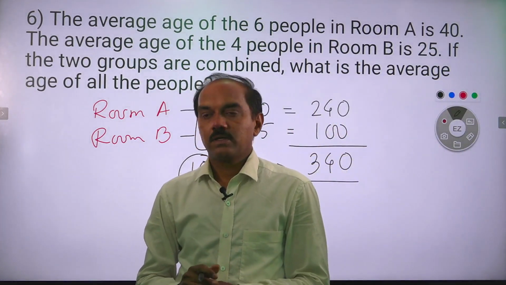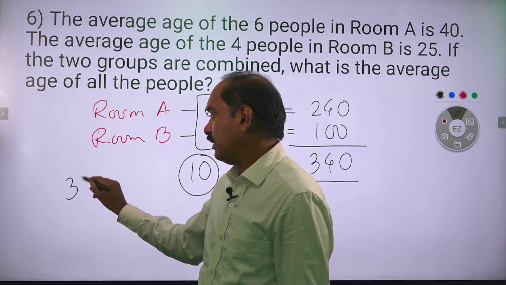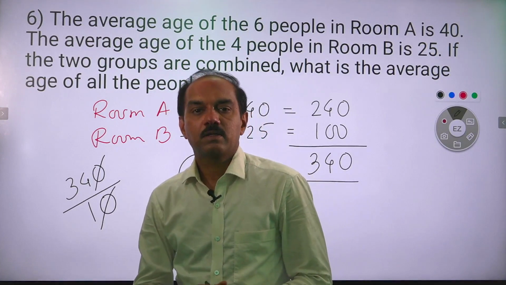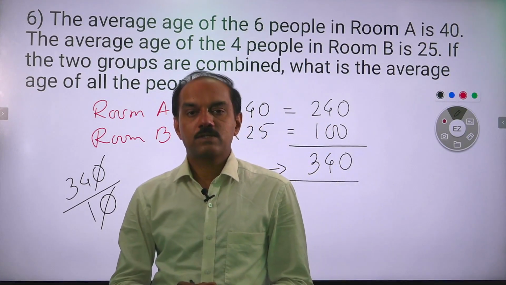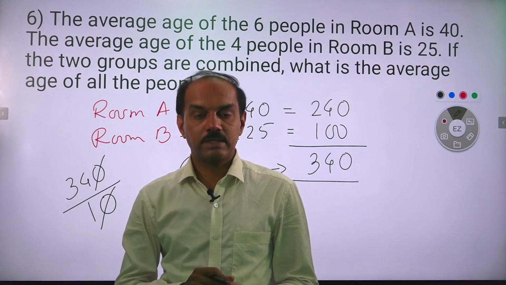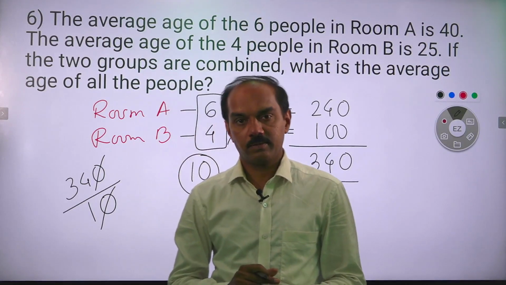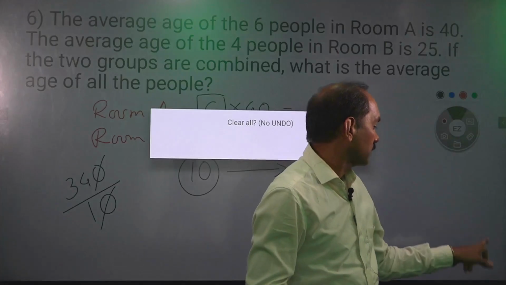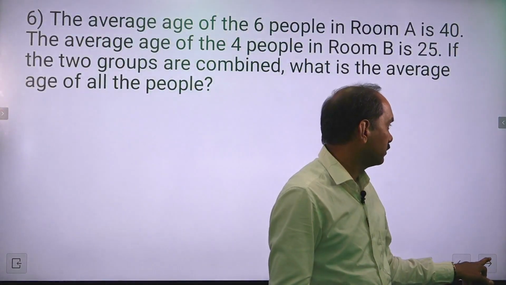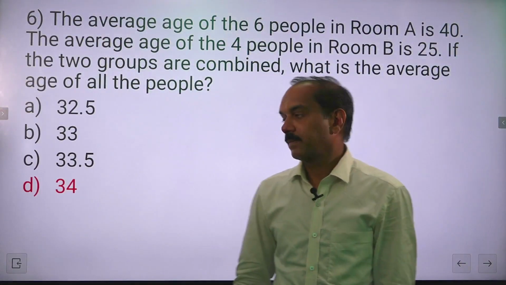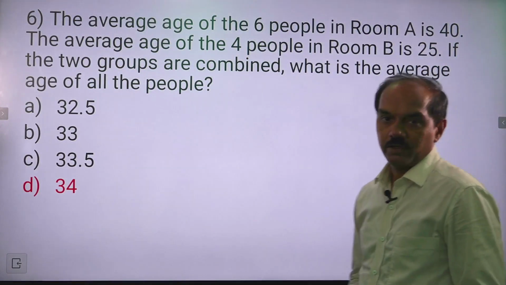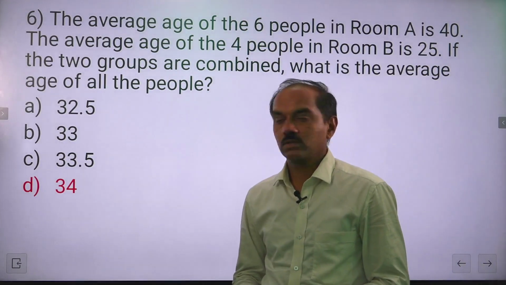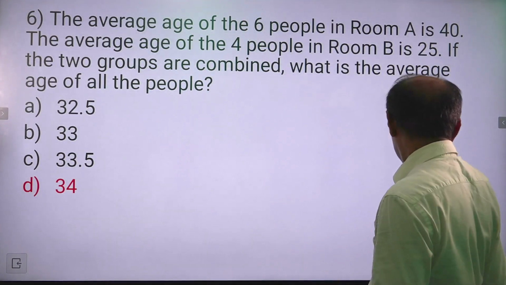Total age 340, divide by the number of persons, 10. The zero will get cancelled out. The final answer is 34. So on an average, each and every person is 34 years old, both groups together. This is basically a problem on weighted average. Average is also an important topic which you will have to note, and most probably this is the last problem.